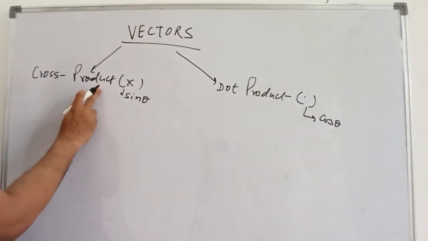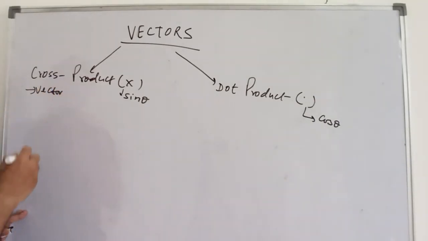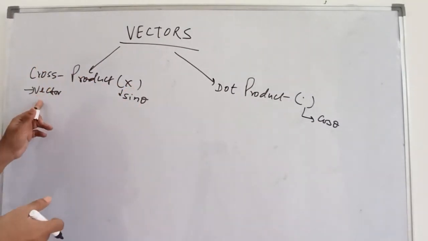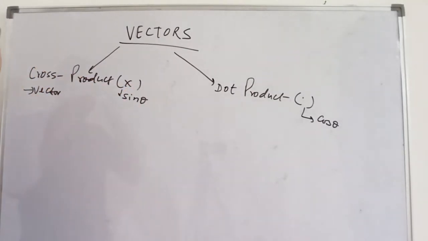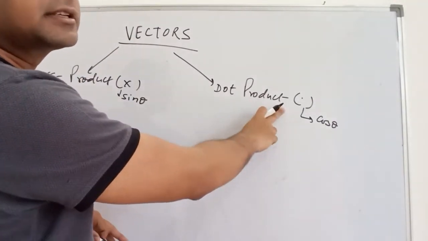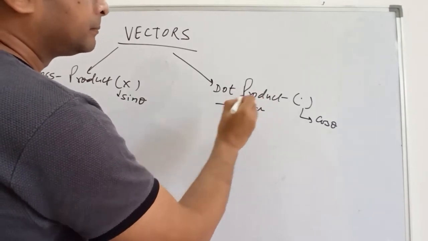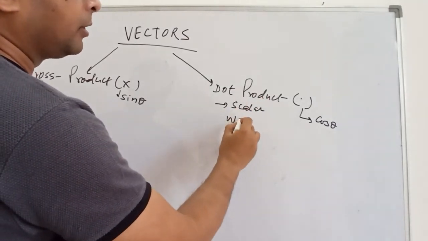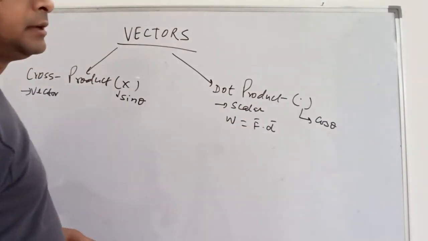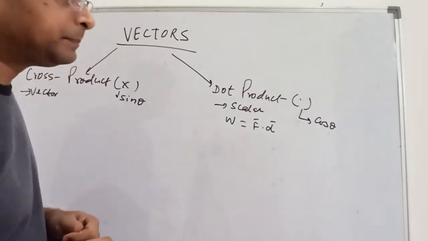A cross product is a vector quantity. Means when we operate two vectors like this, then the result remains a vector itself. But when we operate two vectors in this case, it becomes a scalar. For example, we are talking about work done. So force vector dot displacement vector gives work done, which is a scalar quantity.